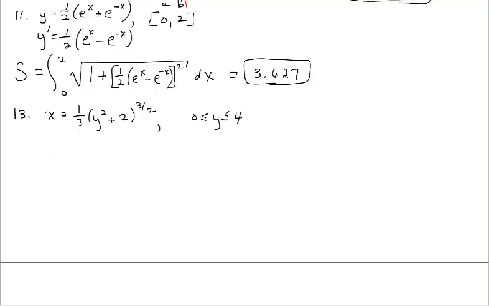So this is the given information in 13 on this particular page. I don't think there's a picture provided, but I think you guys get the idea. Okay, now you can clearly see this time we're going to be integrating with respect to y, so we need y limits, and it's given to us. So let's find the derivative.